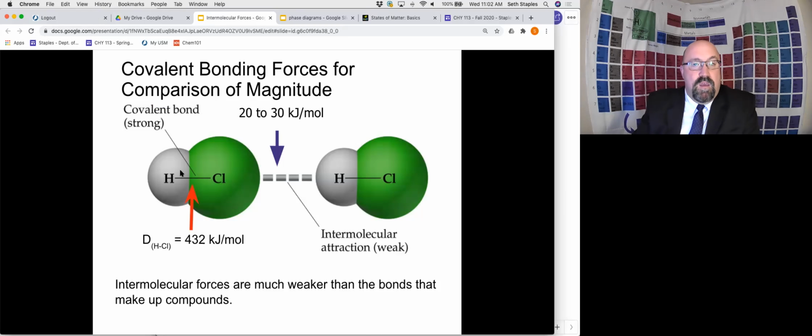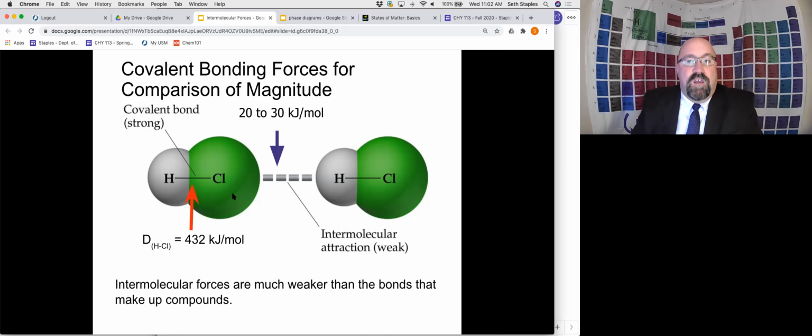And so here we have a couple of HCl molecules. We have a covalent bond that holds the H to the Cl. And so the hydrogen is bonded to the chlorine, in this case a very polar covalent bond. That's a very, very strong bond holding the two of these together, holding the hydrogen to the chlorine. And we can see, in fact, the strength of that bond, 432 kilojoules per mole. That means for every mole of these molecules that we have, it's going to take 432 kilojoules to break that bond, to separate them from each other.